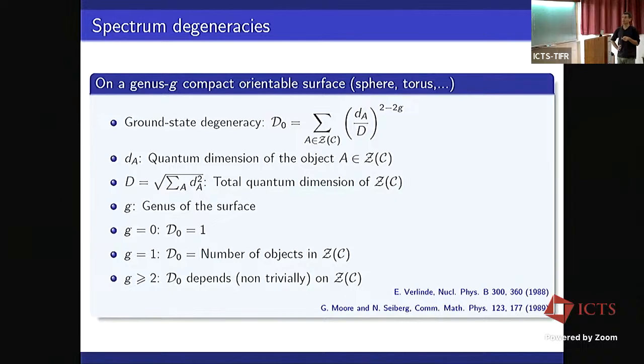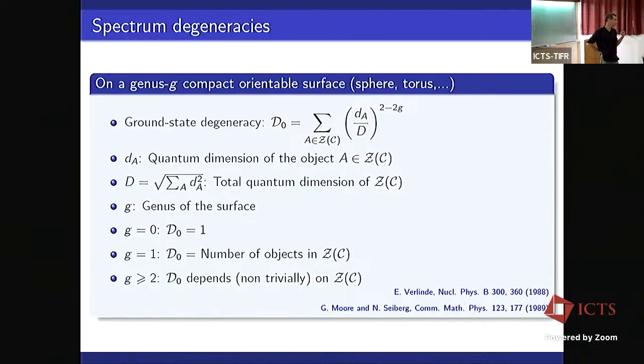And this ratio has to be taken to the power 2 minus 2g, where g is the genus of the surface. So here I only consider compact orientable surfaces, which have a genus g, so g equals 0 for a sphere, g equals 1 for a torus, etc. And this expression gives you the ground state degeneracy.